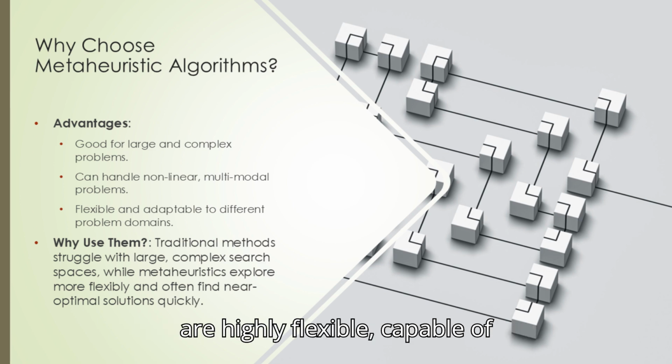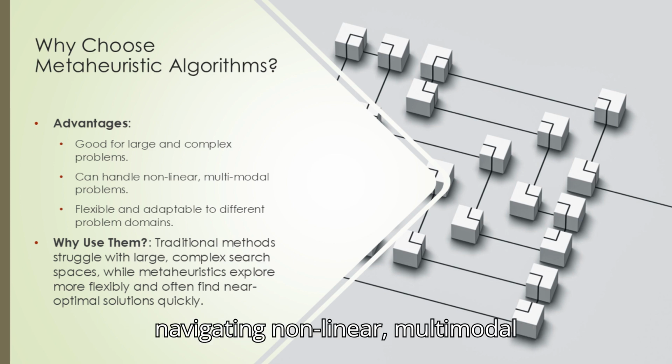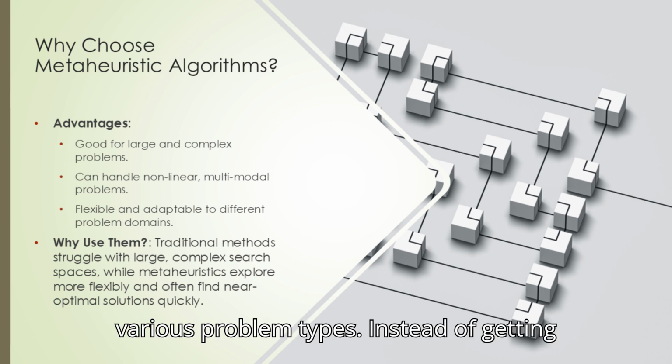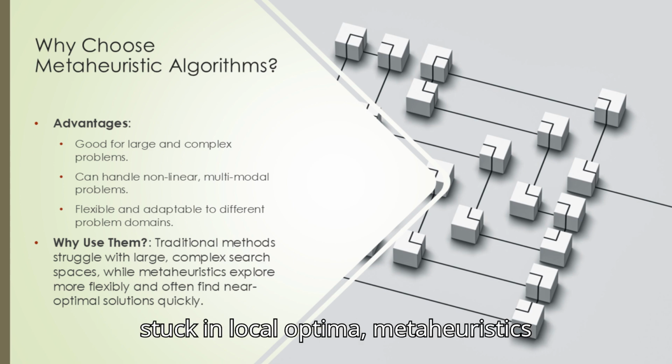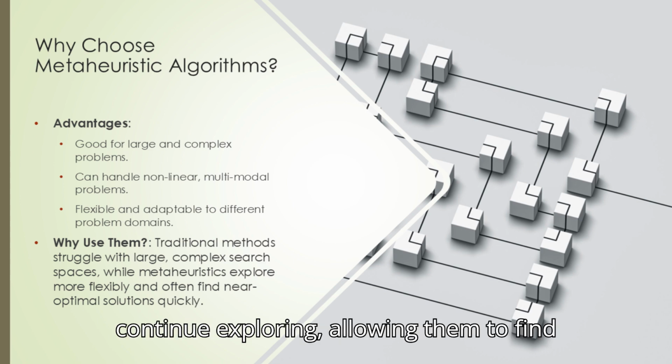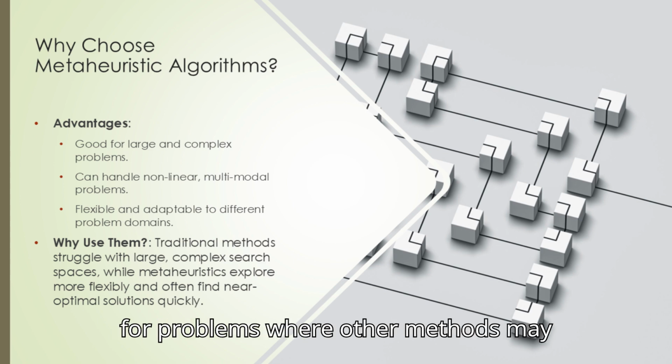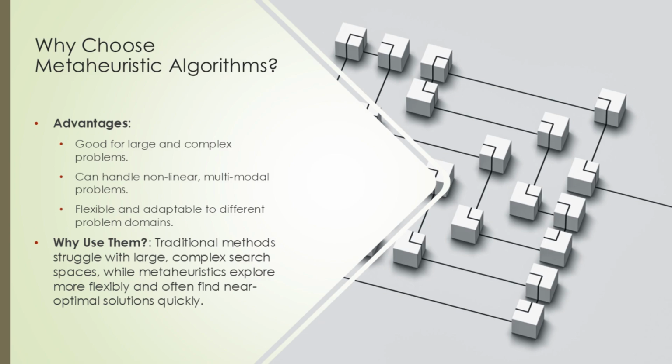Metaheuristic algorithms are ideal for large, complex problems where traditional techniques fall short. These algorithms are highly flexible, capable of navigating nonlinear, multimodal landscapes, and they adapt easily to various problem types. Instead of getting stuck in local optima, metaheuristics continue exploring, allowing them to find solutions quickly and efficiently, even for problems where other methods may fail.